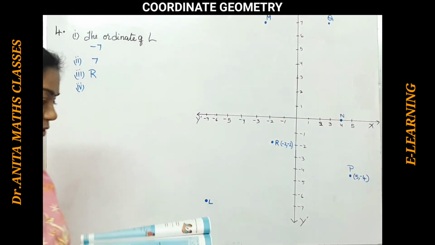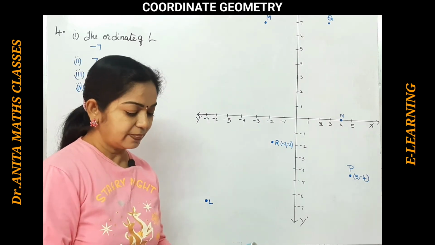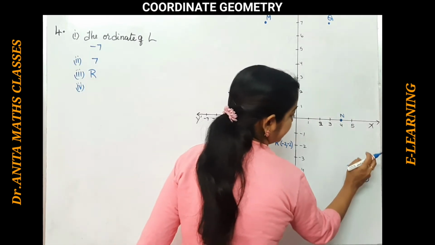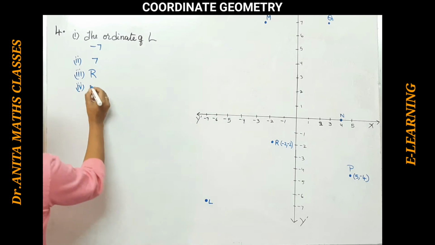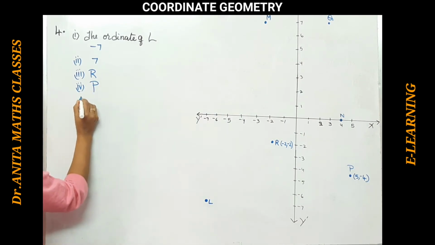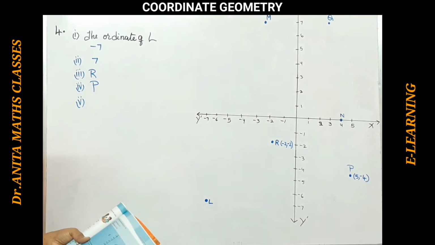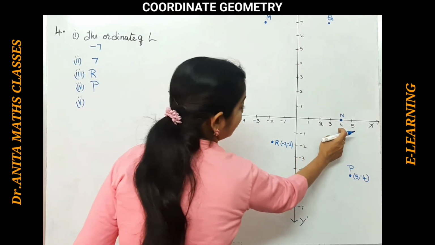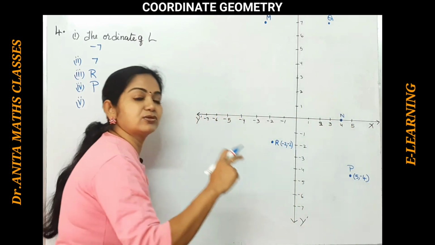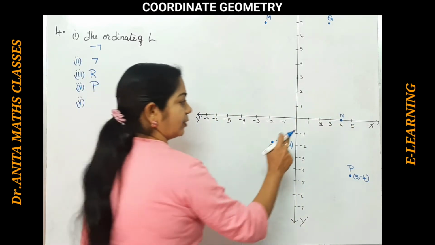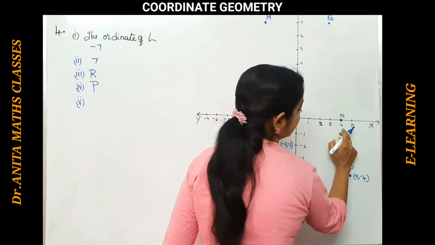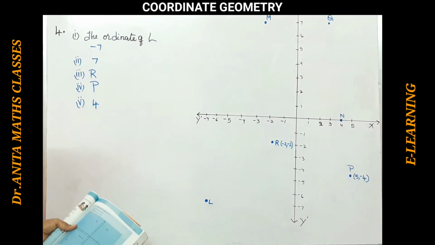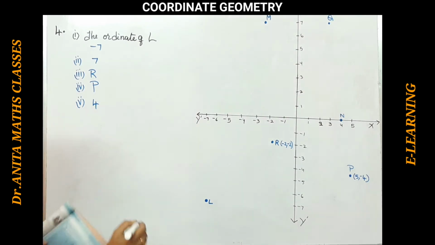Seeing the graph, you have to answer these questions. The point denoted by 5 comma minus 4 is the point P here, capital P. Now the next one, the abscissa of N. Where is the point N here? N is on the x-axis. On the x-axis, the ordinate is 0. So the point here is 4 comma 0. So abscissa is 4. Now the sixth one, the abscissa of M.